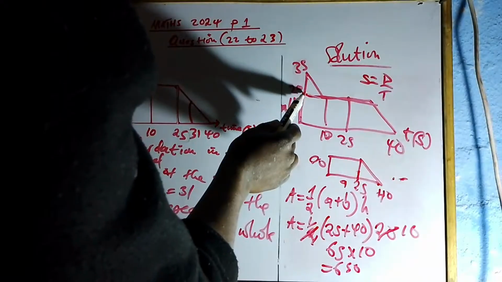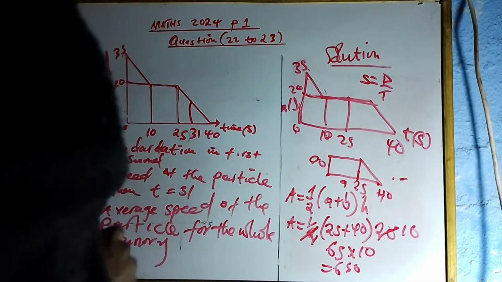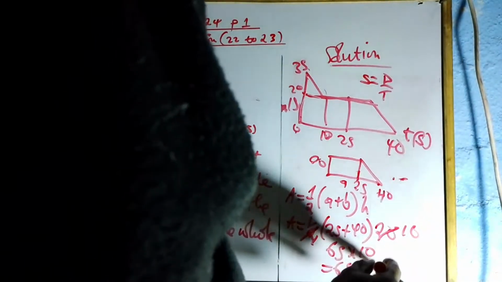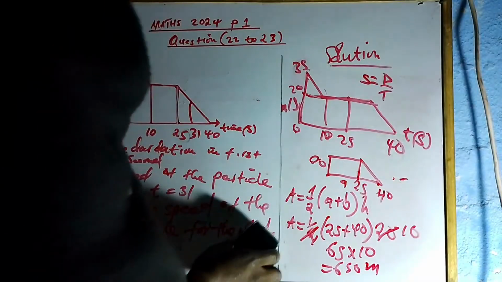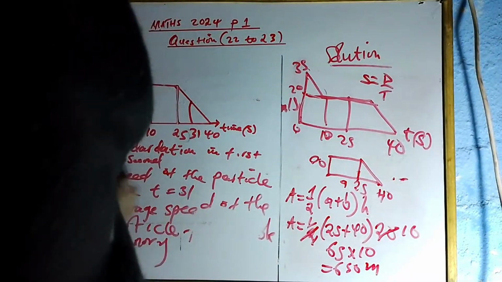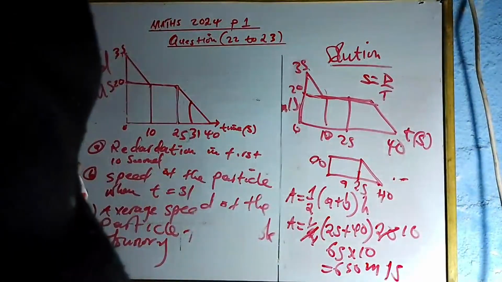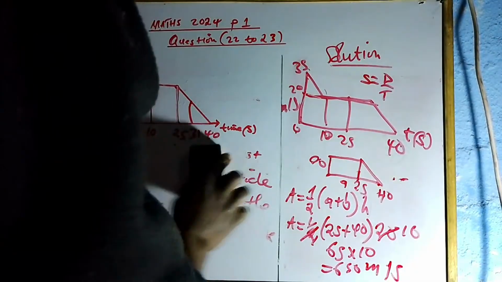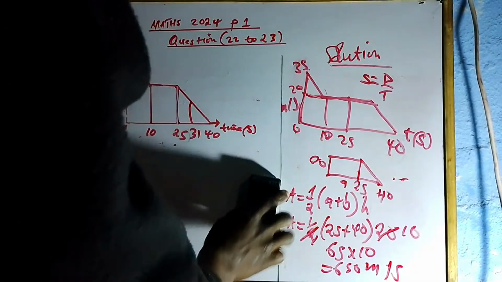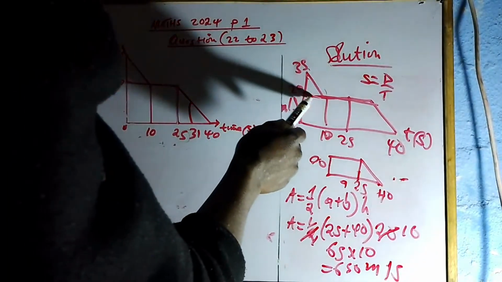So let's find the distance for this remaining part now. This is the distance in meters. This is the average speed, meters per second, because we are finding the speed. So now let's find the remaining one. This is the remaining one here.